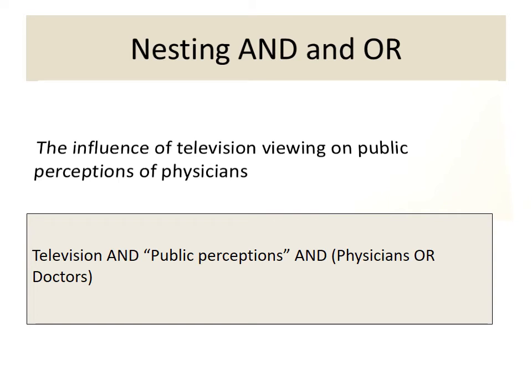Now we are going to look at nesting AND and OR. If you had to search for the following, the influence of television viewing on public perceptions of physicians, you firstly have to identify your keywords. The keywords are television, public perceptions, physicians. So you will join them with an AND in capital letters. Television AND public perceptions. Public perceptions is a phrase, so you will put it in inverted commas. And physicians could also be called doctors. So you will nest them together with an OR.